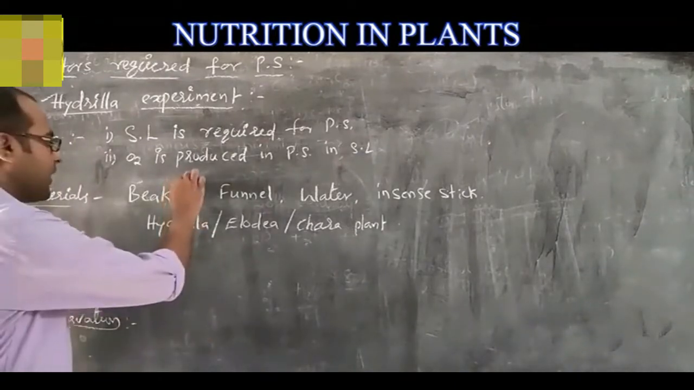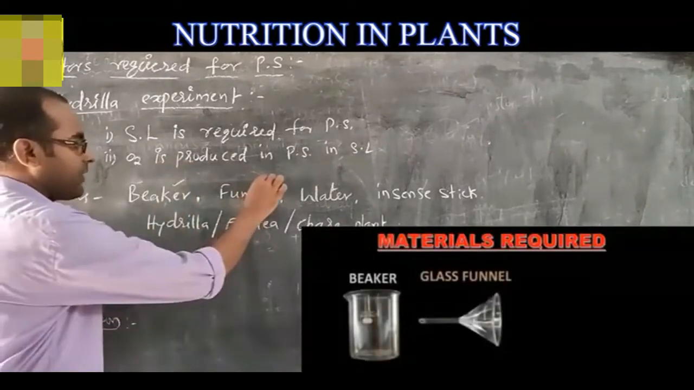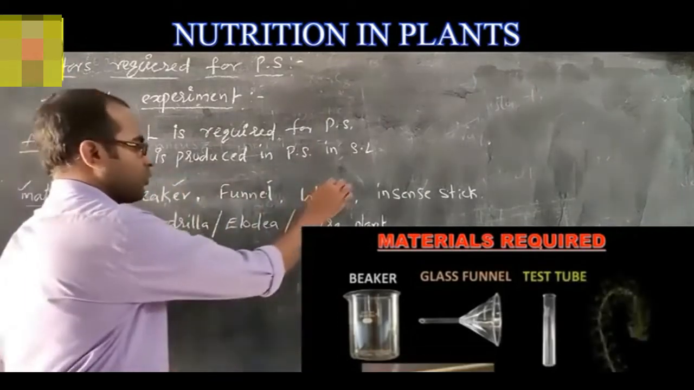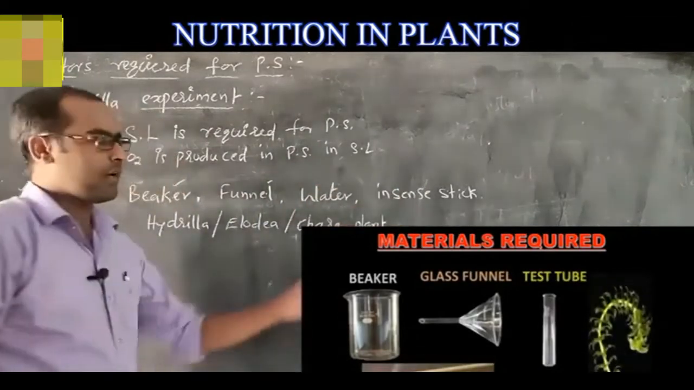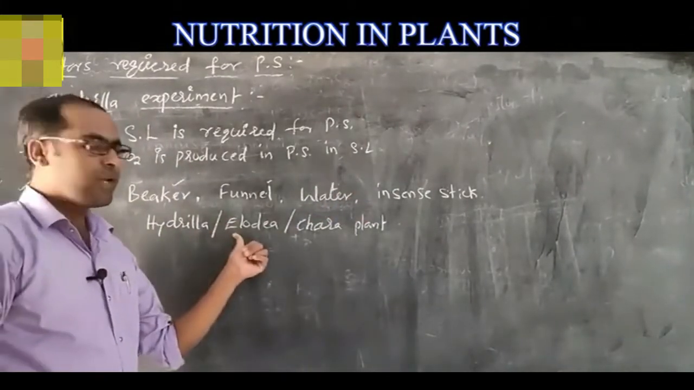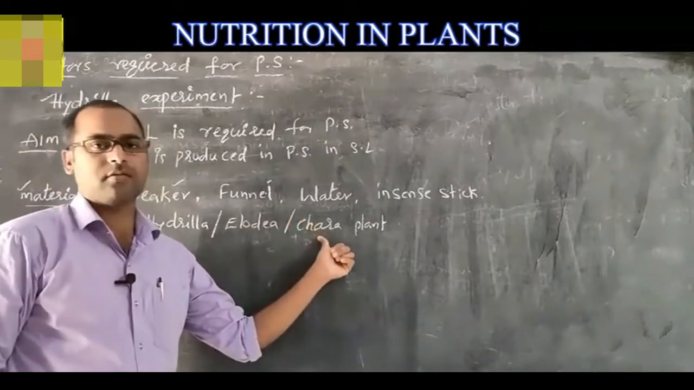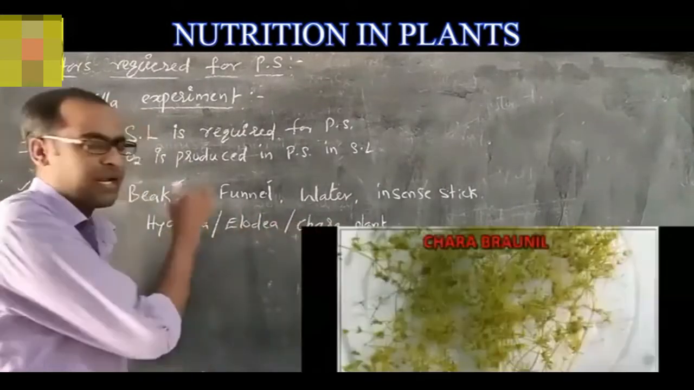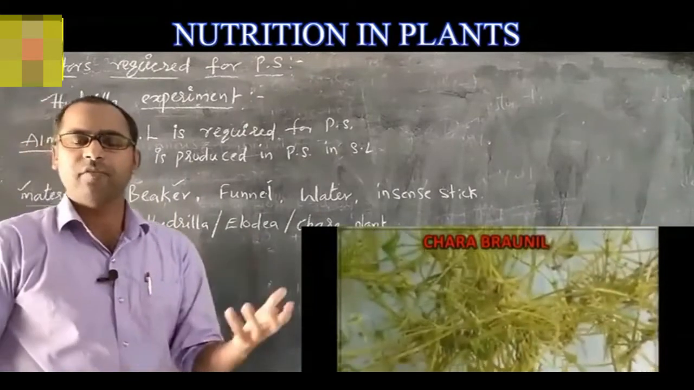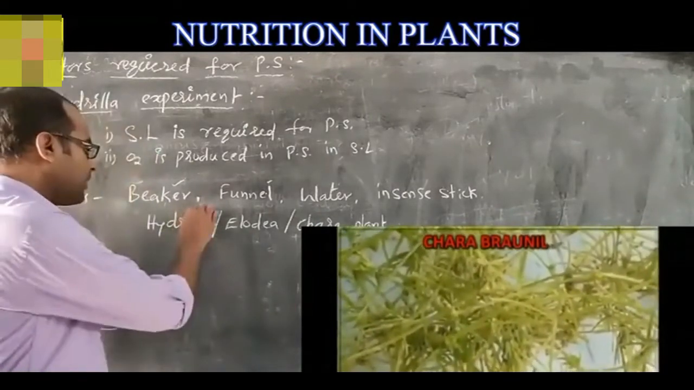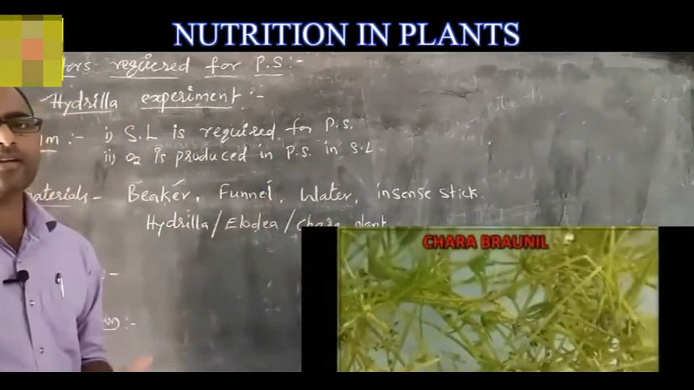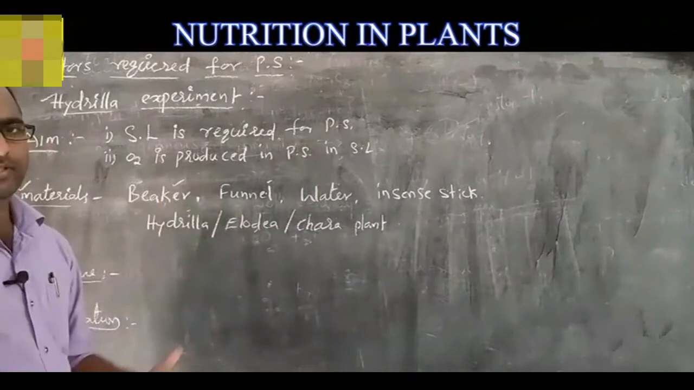We require a large beaker, a transparent funnel with a short stem, water, a glowing incense stick, and a hydrilla plant or Elodea plants or Chara plants. These are all photosynthetic plants, which are small plants that can produce their food by photosynthesis. Whichever plant we take, we can perform this activity.